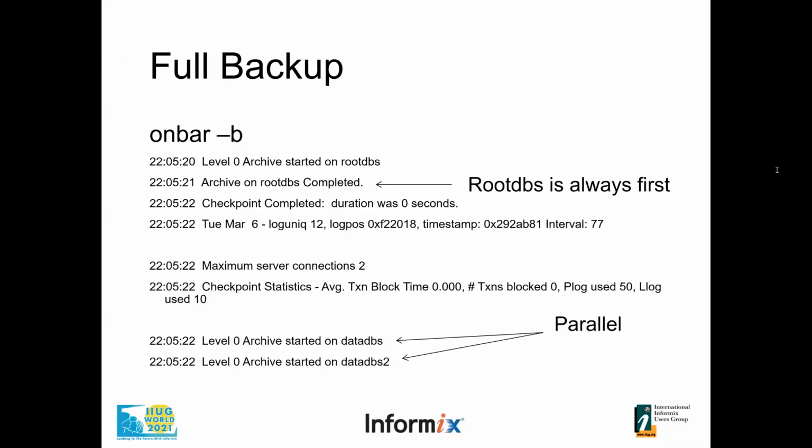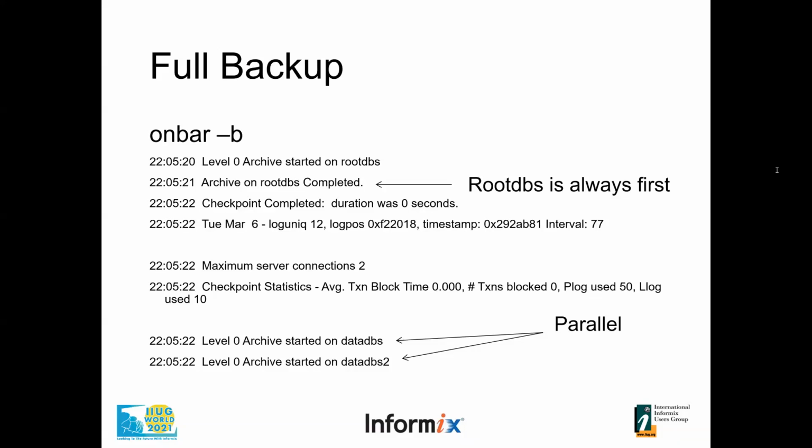Normal checkpoint stuff just happened, and because this is from a live system or a test system, I brought the whole log over. And then what it does down here, because we're doing a parallel backup, you notice that at the same time, 10:05:22 seconds, we start a level 0 on both data DBS and data DBS2 at the same time. So both of these are going to back up at the same time.